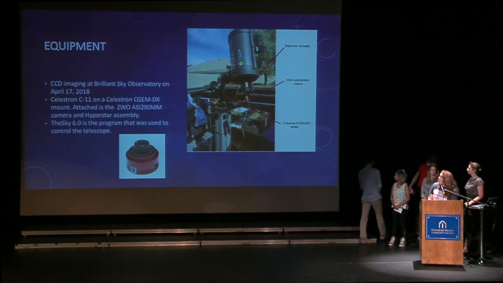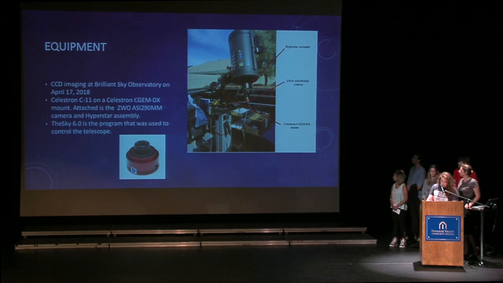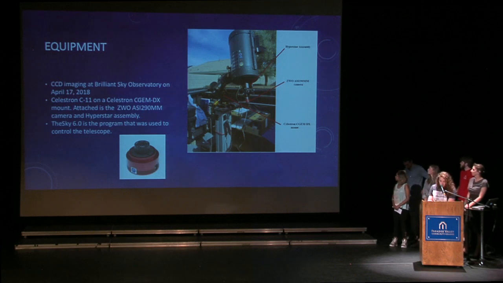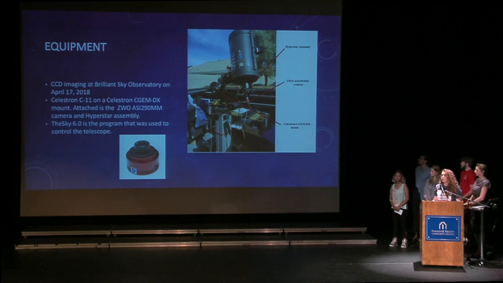So the equipment we used, we did this research project with CCD imaging. So we used the CCD camera at Brilliant Sky Observatory with the help of Richard Harshaw. These observations were done on April 17th, 2018, and we used the Celestron C11 telescope with a CGEM DX mount. Our CCD camera that we used was the ZWO ASI 290mm, and Harshaw used the program TheSky 6.0 to control the telescope and took a total of 10 images over about 10 seconds for us, which we then used to measure our theta and rho.